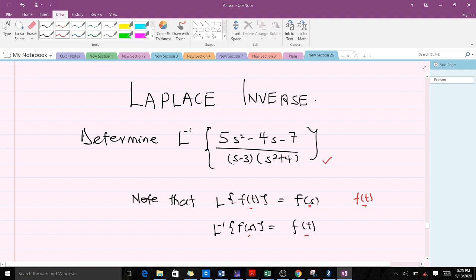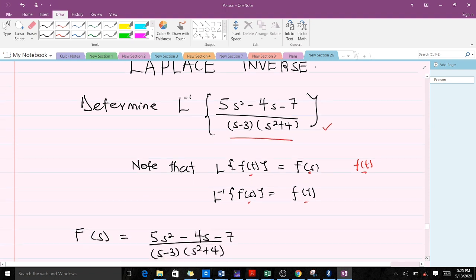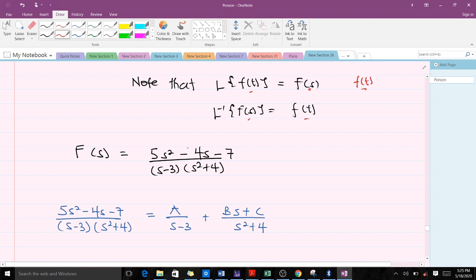So that means that in this question we have our f of s to be whatever we have here. So that's our f of s equal to this from the question. Okay, so when we have this, what we do is that we try to decompose this using a partial fraction.